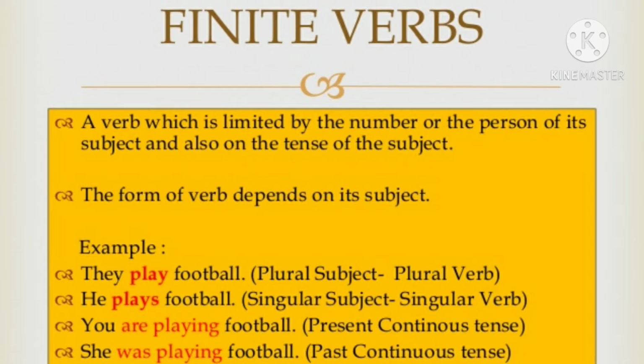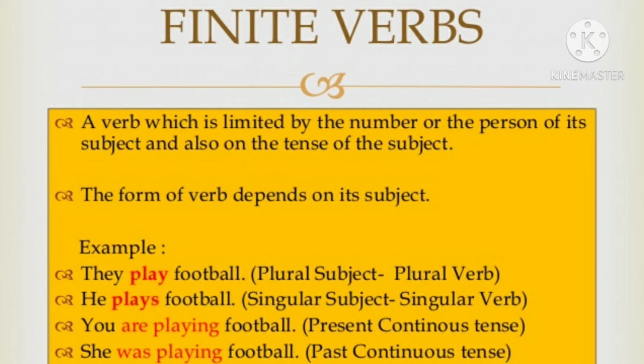If we see the examples, we can get a clear explanation. They play football. See, plural subject, plural verb. He plays football. Singular subject, singular verb. Did you observe those? And see the present continuous and past continuous tenses. By using them we can get finite verbs. You are playing football. She was playing football. So these types of sentences are called finite verbs.